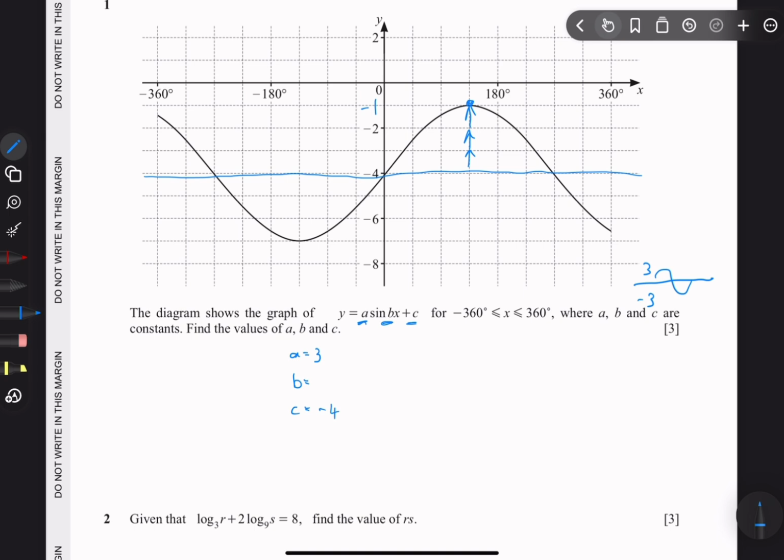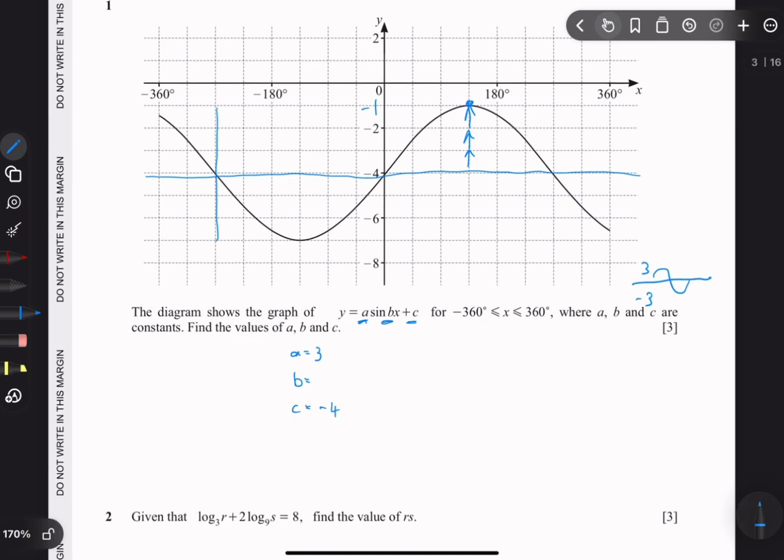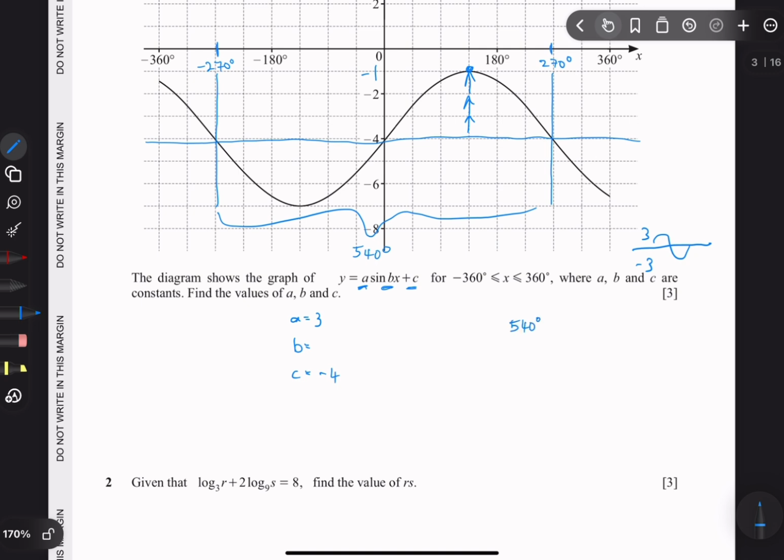And b is the period, which is how many sine graphs are within 360. To figure this out, you can use ratio. So one complete sine graph is within this, which should be 540 degrees, because this point is -270, and this point is 270. So if we add 270 and 270, you'll get 540. So 540 degrees is one sine graph. If you want 360, you can use ratio and you should get 2/3. So b will be 2/3.